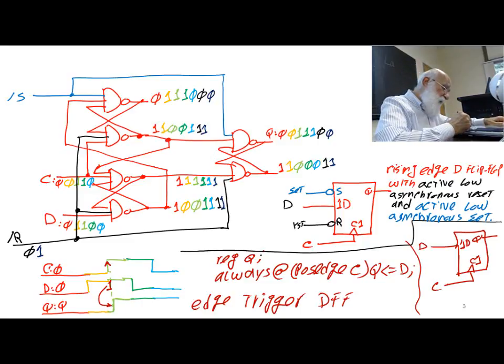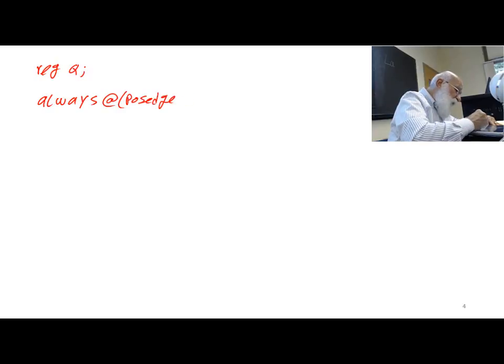Now let's go back and write the very long description of it. Okay, again my Q has to be reg, whether it's an output or not. If it is an output, you just say output reg Q, and then you say always. You still have posedge of clock.